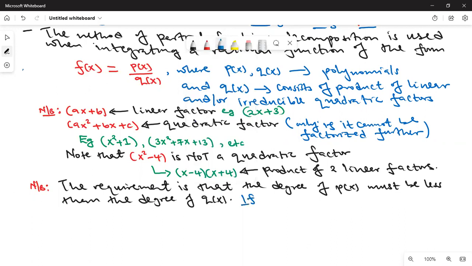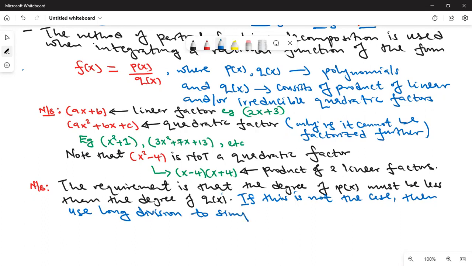If this is not the case, then use long division to simplify the integrand. Use long division to simplify the integrand f of x.